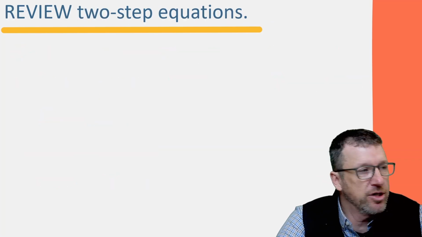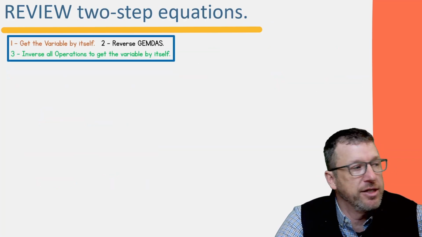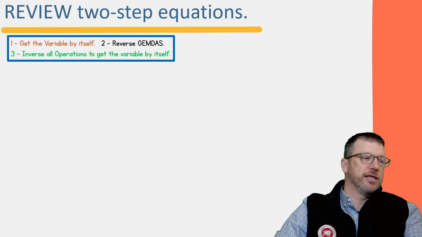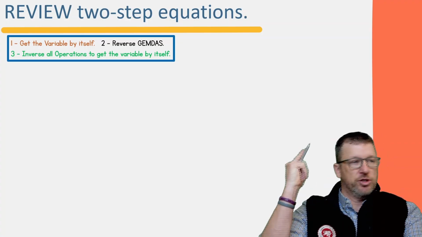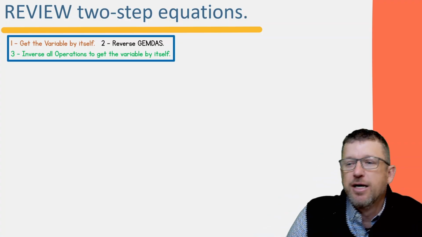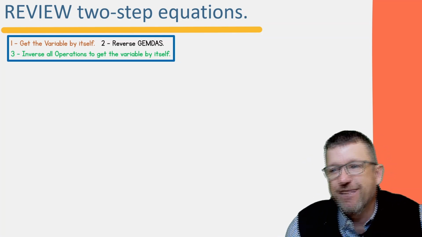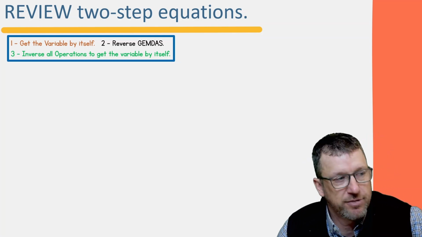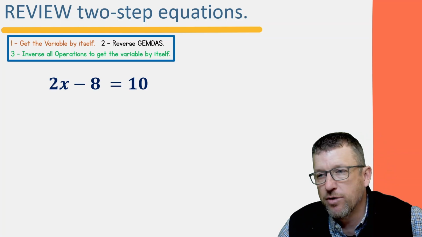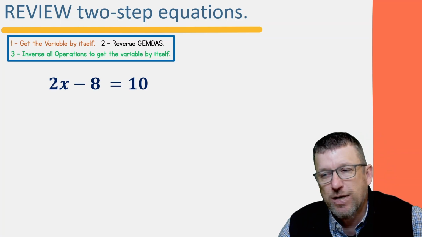Okay, so let's dive into this real quick and let's review how we do two-step equations. So remember, get the variable by itself. That's the first goal. Number 2, we're going to use reverse GIMDAS to get there. And the third thing we're going to think about is the inverse operations to get the variable by itself. So again, this is a review. Here's a quick review of 2x minus 8 equals 10.